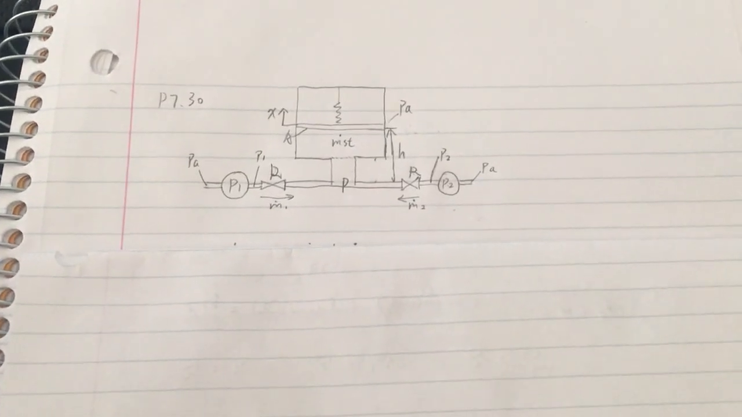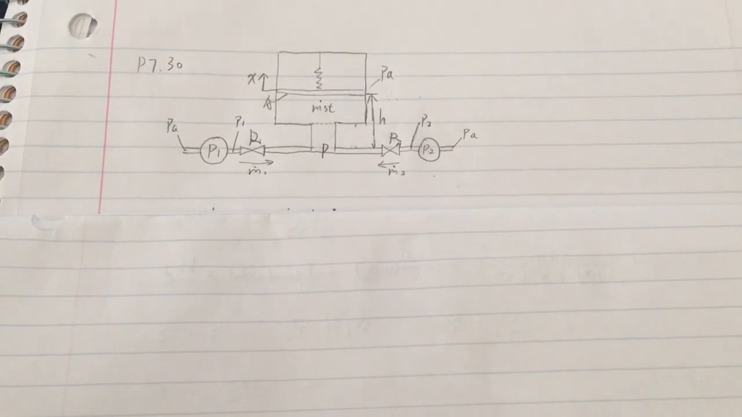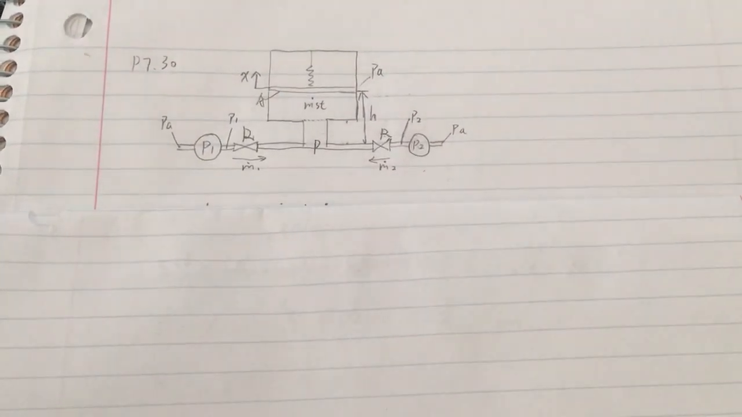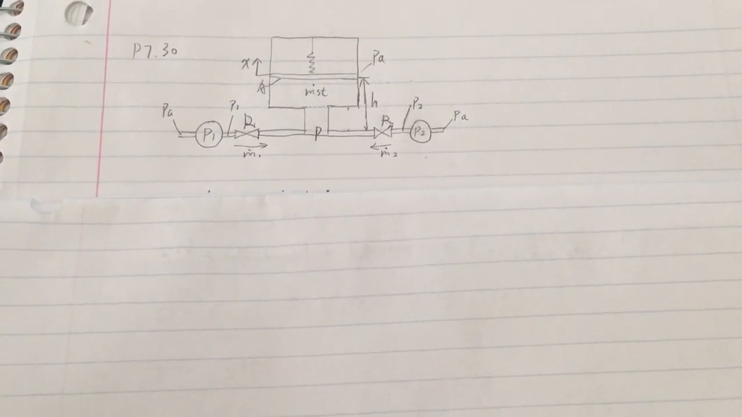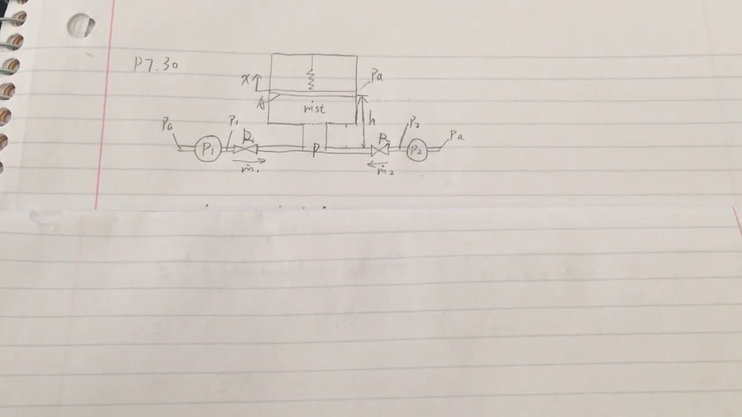Today I wanted to explain the solution to problem 7.30 in homework 10. For this problem, we need to get a dynamic model of the pressure P, with the pressures P1 and P2 as the given inputs.